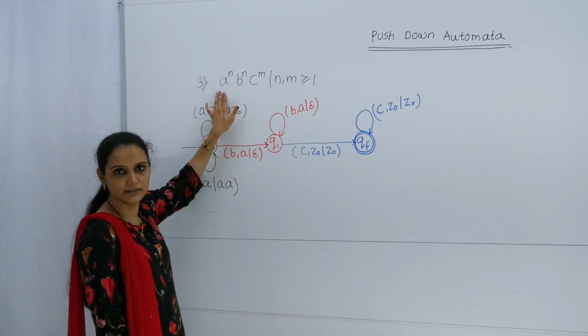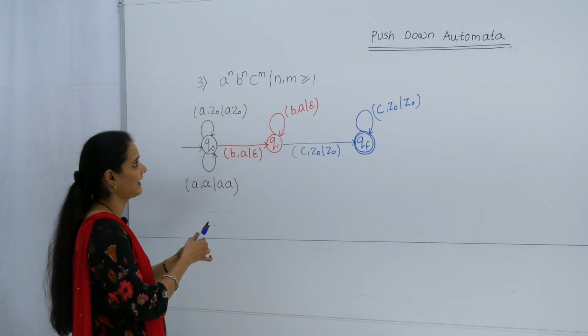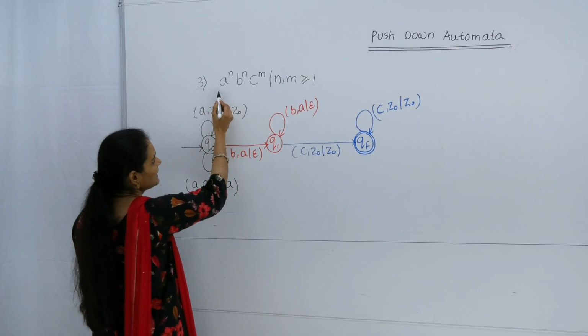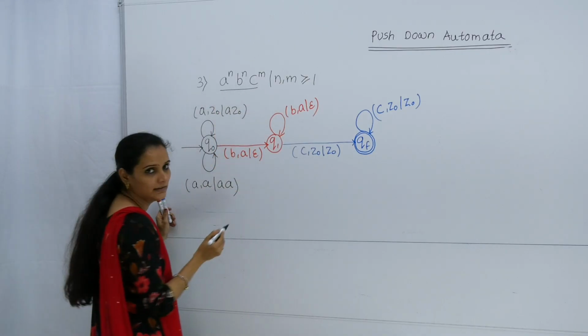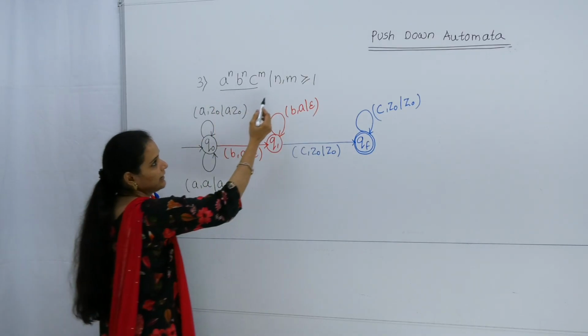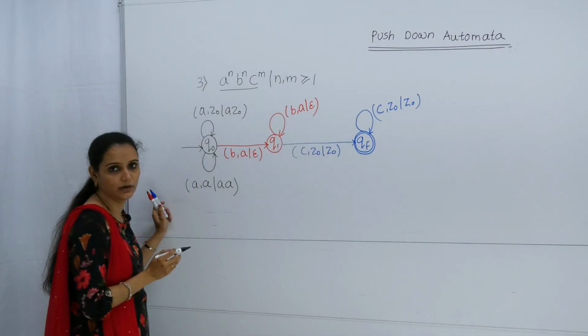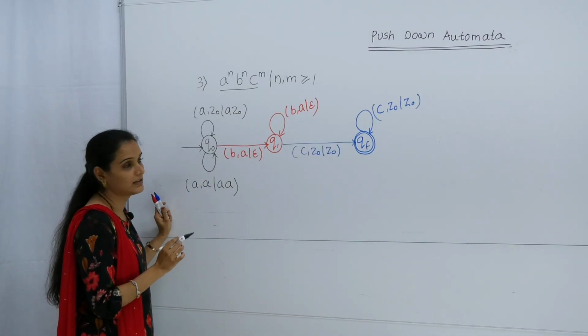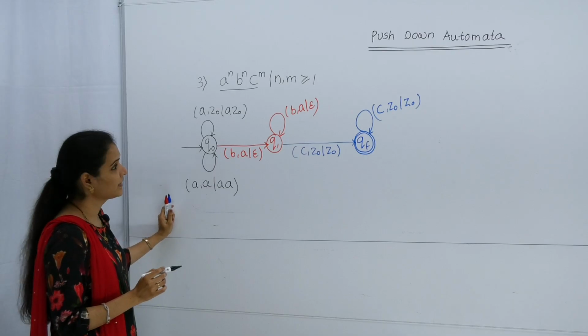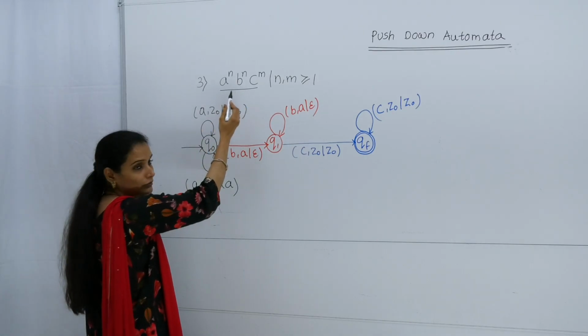Here we are with the third example of the pushdown automata. The language is given as a raised to n, b raised to n, c raised to m, where n and m are greater than or equal to 1. So what is required here is that the number of a's is equal to the number of b's.